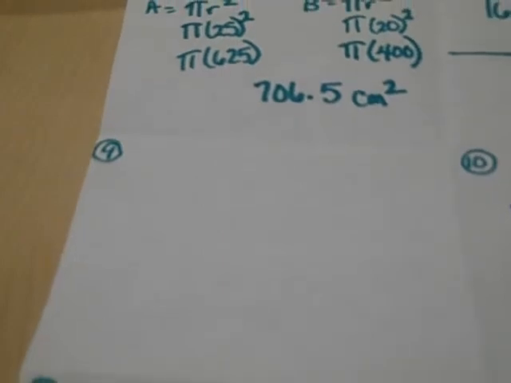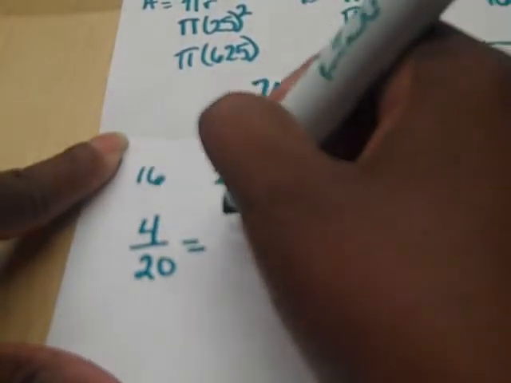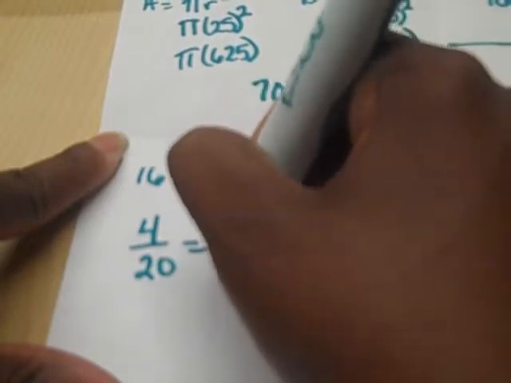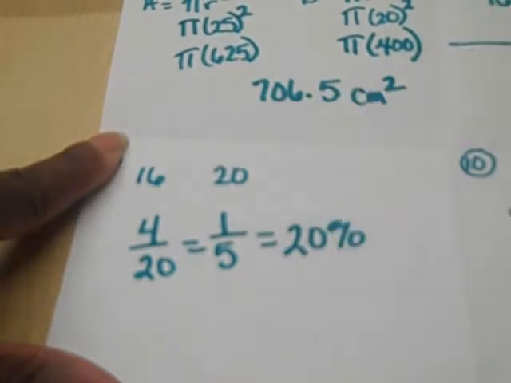Number 9. Jack predicted that his baseball team would win 16 games this year. At the end of the season, his team had won 20 games. What was the percentage of error in Jack's prediction? Jack predicted 16? There were actually 20. So he was off by 4 of the 20 games. We can simplify 4 out of 20 to 1/5, and 1/5 in percentage is 20%.